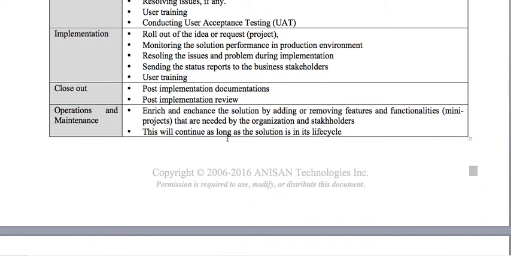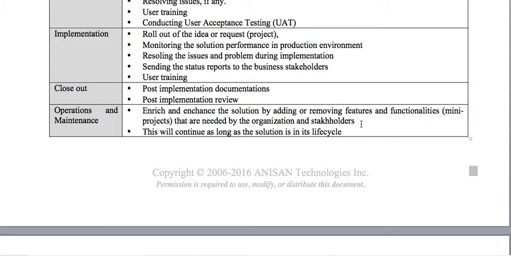In this case, you can enrich and enhance the solution by adding and removing the features and functionalities that are needed by the organization and stakeholders. This is ongoing. Once the solution is smooth, what we call goes into BAU, that is business as usual, and at that time you can think about enhancing the solution. So remember that this enhancement and enrichment is part of the life cycle, as long as the solution stays in its life cycle.